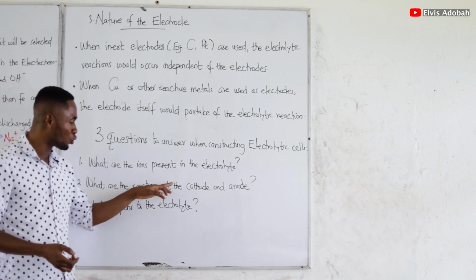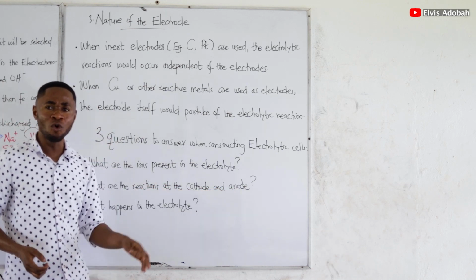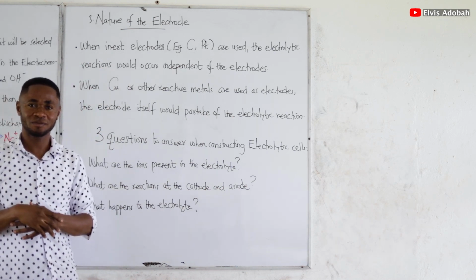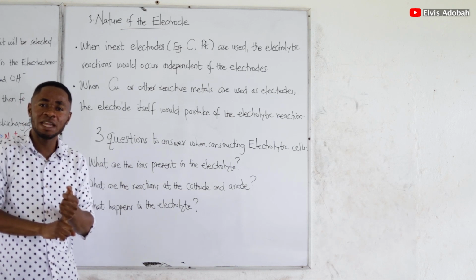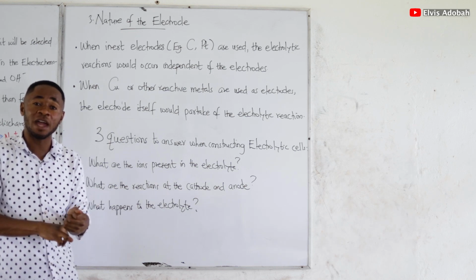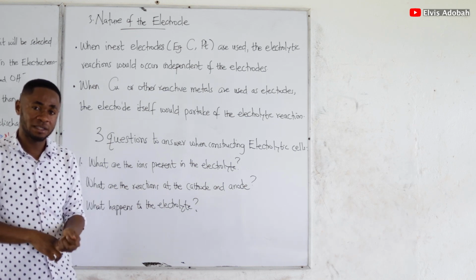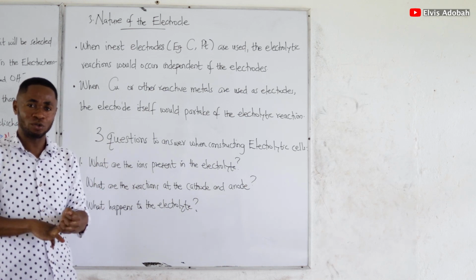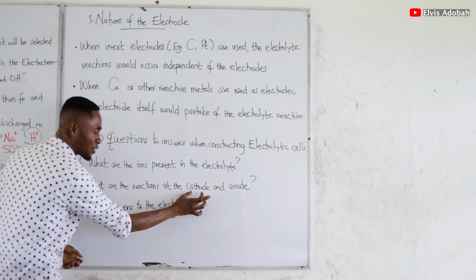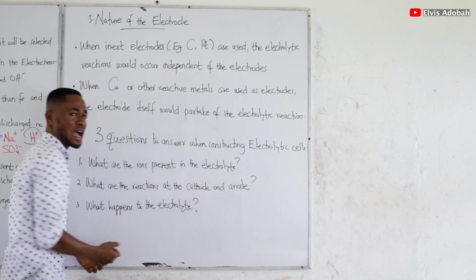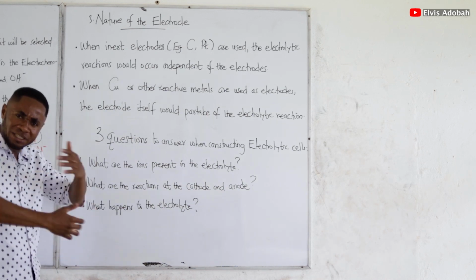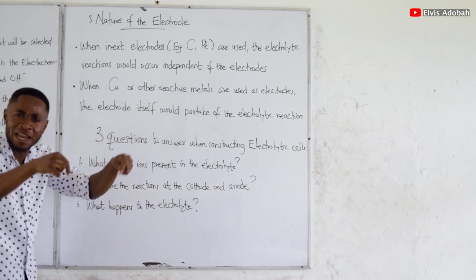Then the second question: what are the reactions that would occur at the cathode and at the anode? To know which of the reactions will occur at the cathode or the anode, we will need our three factors: the position of the ion in the electrochemical series, the relative concentration of the ions in the electrolyte, and the nature of the electrode. These three factors are going to decide what the cathodic reaction will be, and what the anodic reaction will be. And lastly, as the reaction proceeds, what happens to the electrolyte itself?